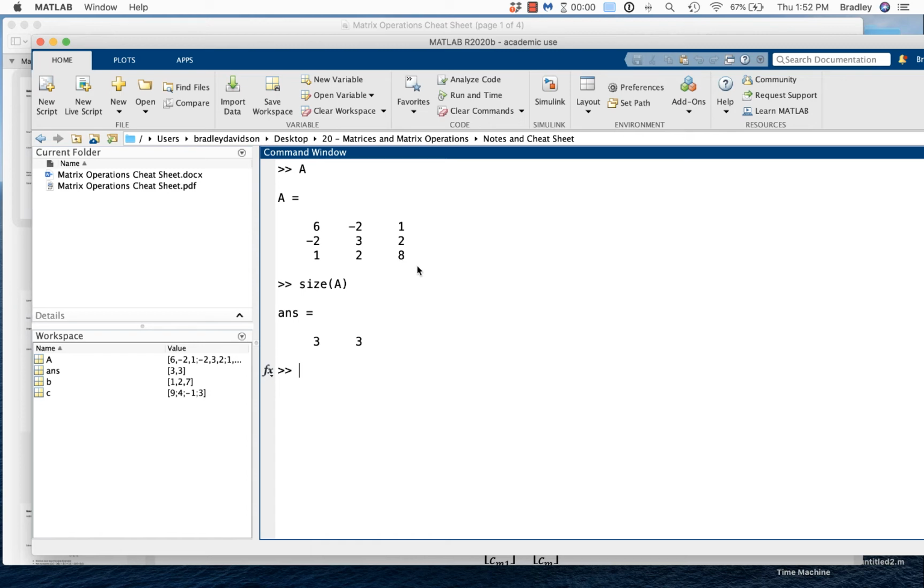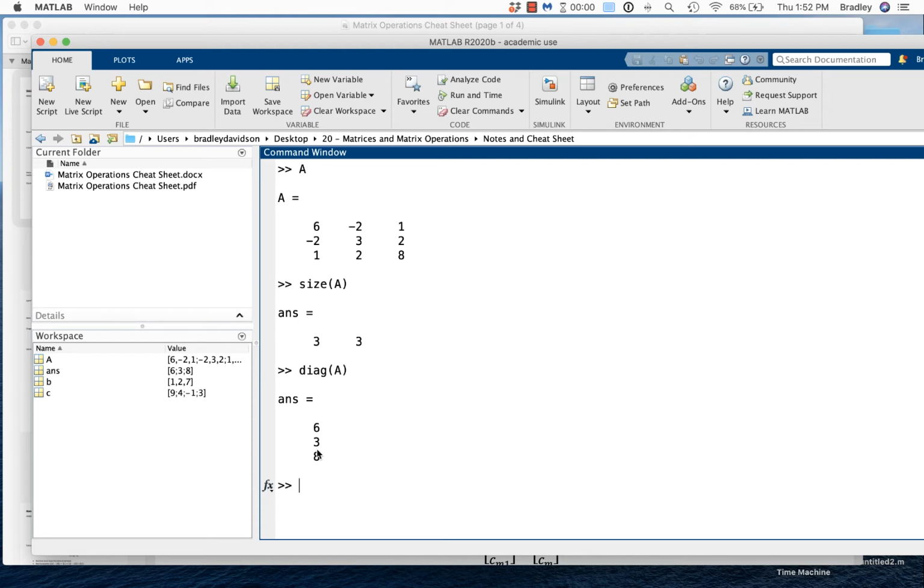I mentioned a word just a moment ago about the diagonal of the matrix, and that's our 6, 3, 8. There's a command in MATLAB which comes in handy, we'll use it later, diag, and when we put in diag(A), the answer that it gives us are 6, 3, and 8, so it's pulling the diagonal out of a matrix.